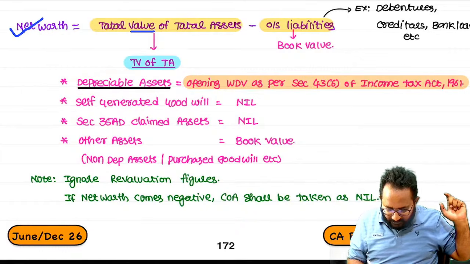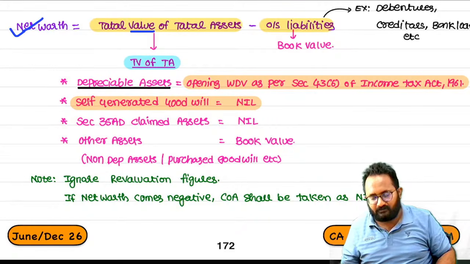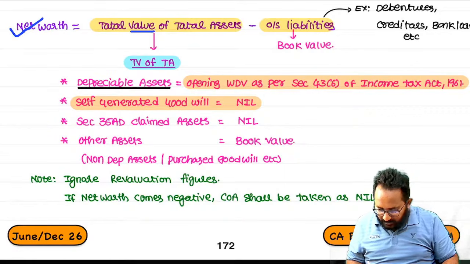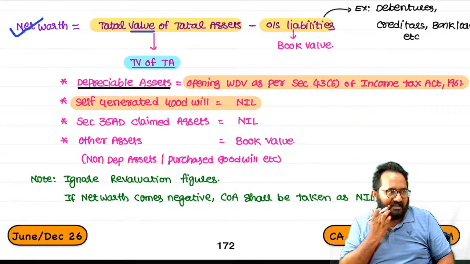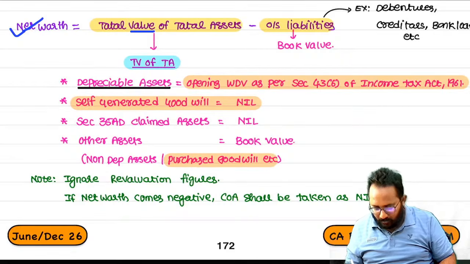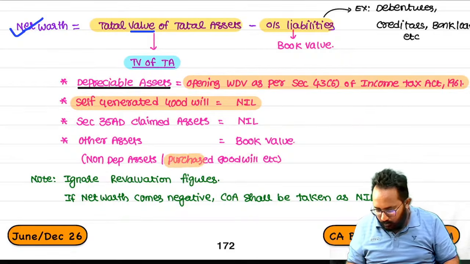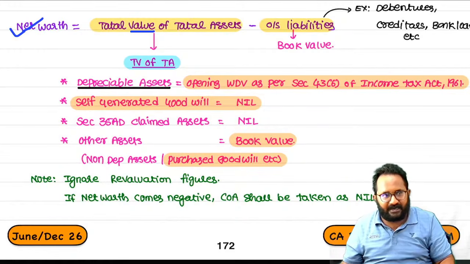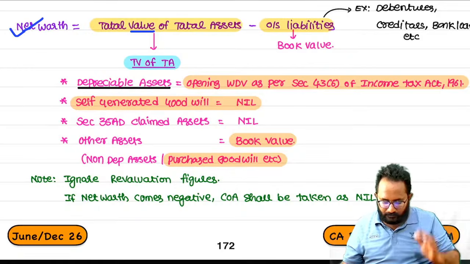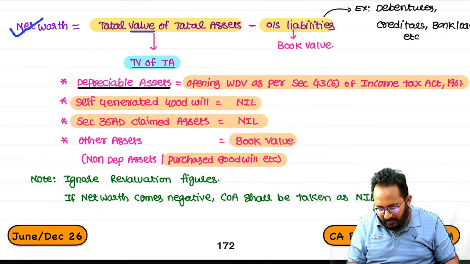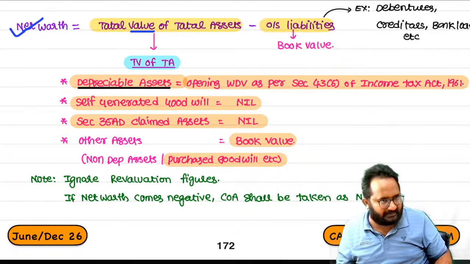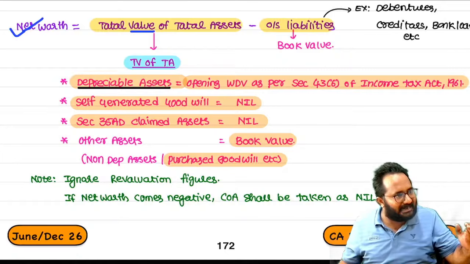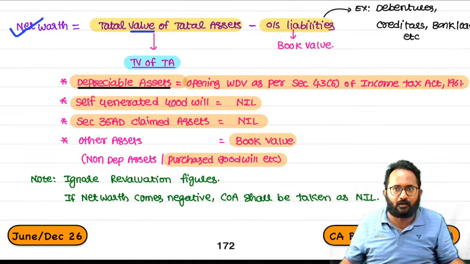Next, if it is self-generated goodwill, what value do you take? Nil. Remember, if it is purchased goodwill, you can take the book value. Self-generated goodwill, nil. Purchased goodwill, book value. If for any asset we already claimed section 35AD deduction, that means 100% of that asset's cost was already allowed as deduction.